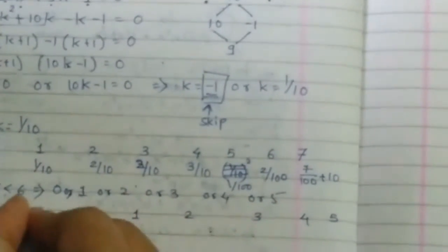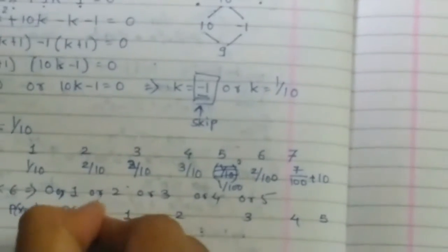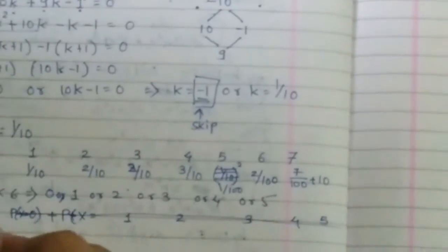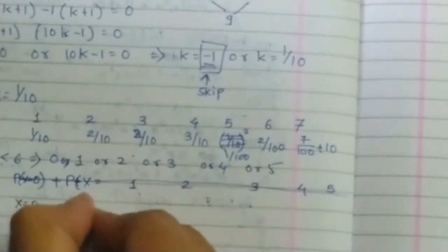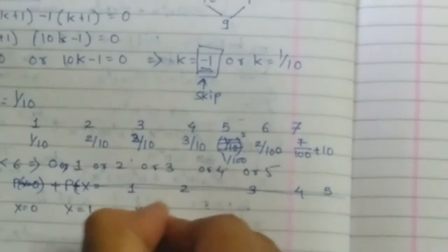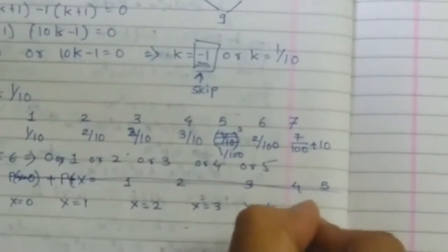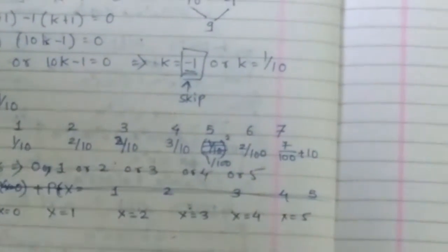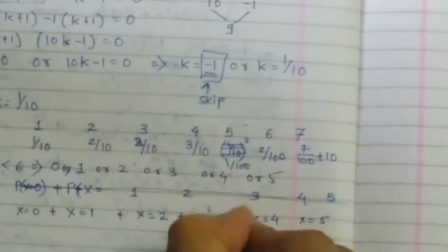As there is an "or" in between, so we have p of x is equal to 0 or p of x is equal, okay sorry, I'll write it again: either x is equal to 0 or x is equal to 1 or x is equal to 2 or x is equal to 3 or x is equal to 4 or x is equal to 5. As there is an "or" in between, I'll perform the addition of all the terms.